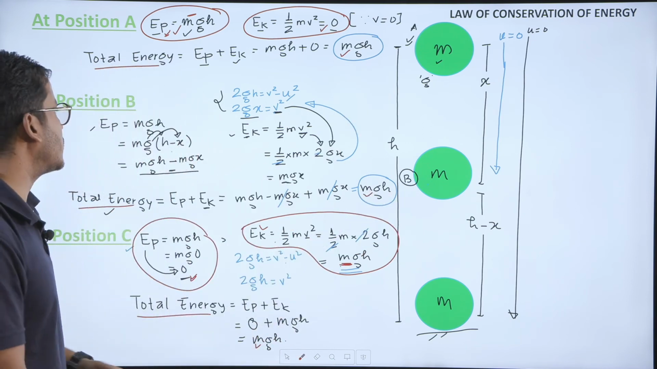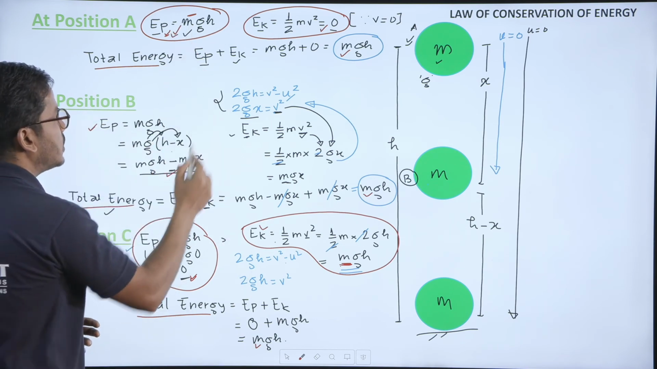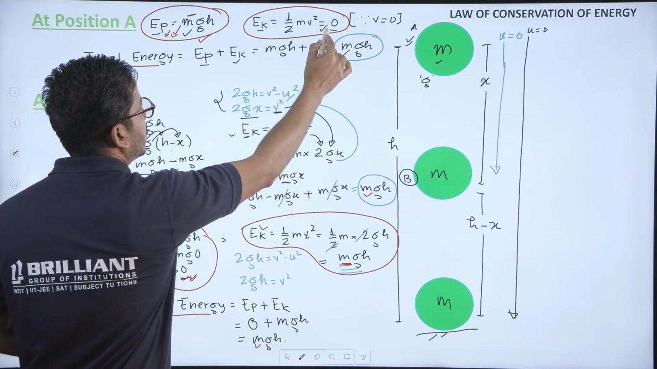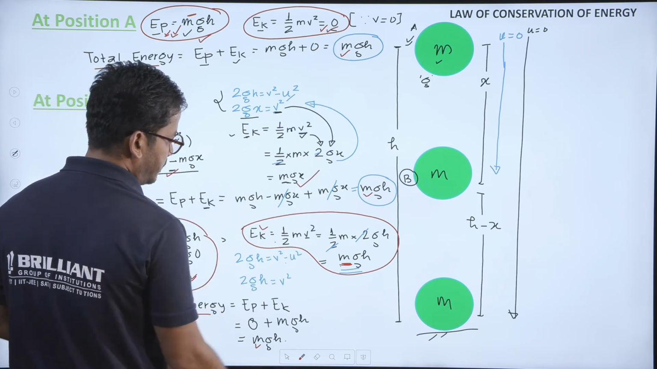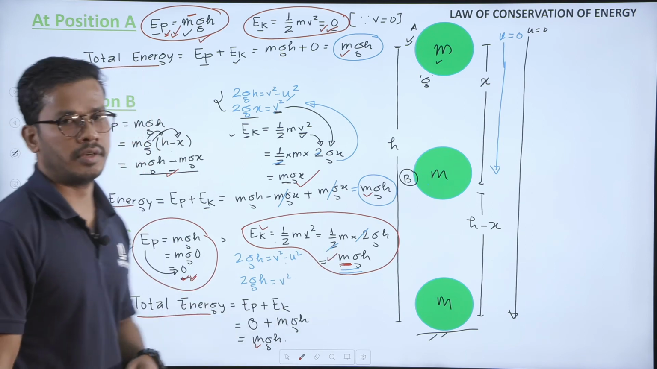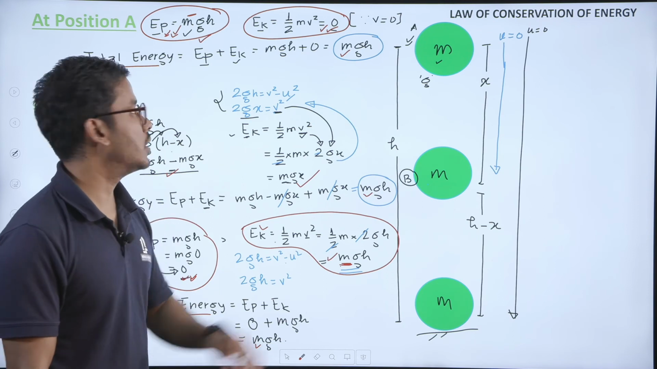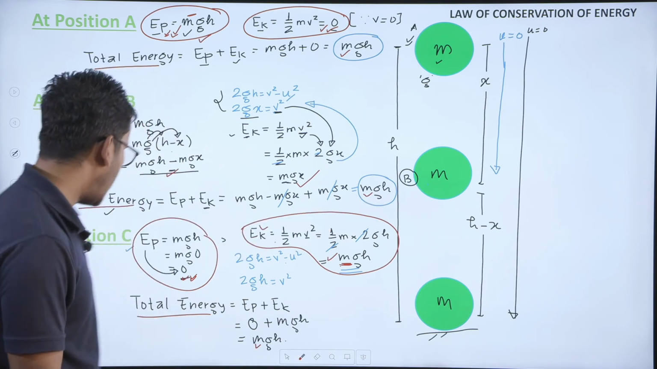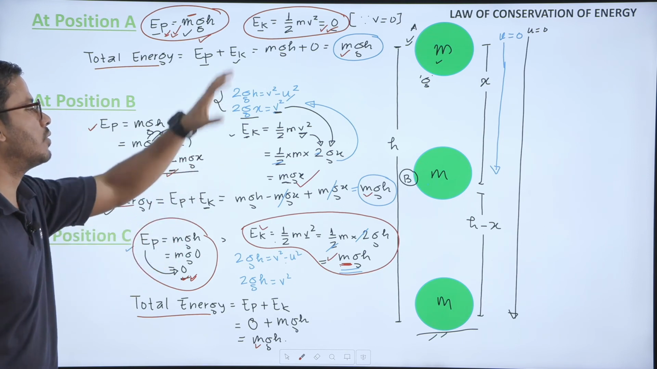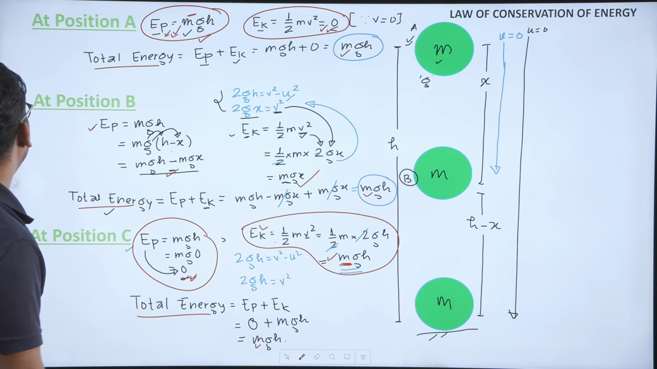So if you have a look, at every point the potential energy was different. Here it is different, here it is different. At every point the kinetic energy was different. Here it was 0. You can clearly see it. At every point kinetic is different, but what is the total energy? It remains constant: mgh, mgh, mgh. I guess you are relating it: energy can neither be created nor destroyed but can be converted from one form to another. Please learn this derivation properly. It comes for 3 marks.